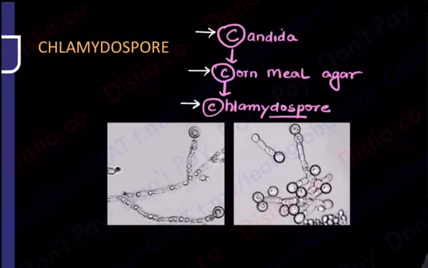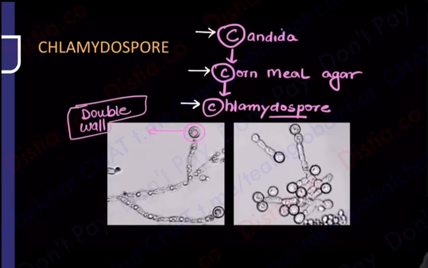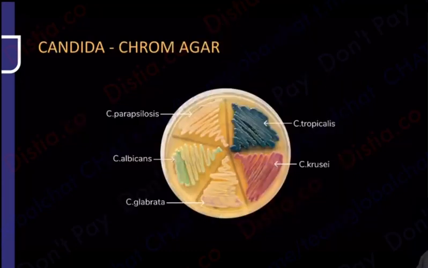Going to the first part of the chapter, I had told you that chlamydospores are identified by their double wall configuration. It has a double wall configuration that we have over here. Having said that, I'm not over with the C's. There is one more C that you have, and that C is going to be the chrome agar.